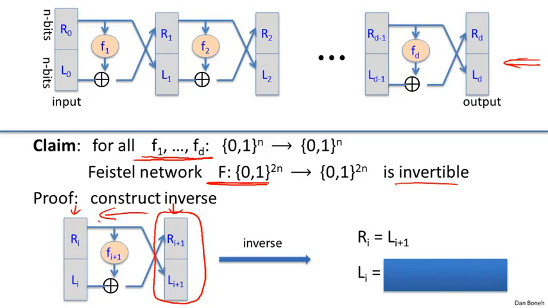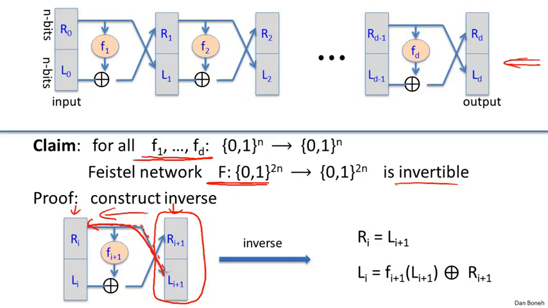So let's see if we can do it. Well, let's look at Ri. So Ri is very easy. Basically, Ri is just equal to Li plus 1. So Li plus 1 just becomes Ri. But now let me ask you to write the expression for Li in terms of Ri plus 1 and Li plus 1. So I hope everybody sees that basically Li plus 1 is fed into the function Fi plus 1. The result is XORed with Ri plus 1, and that gives the Li input. So this is the inverse of one round of a Feistel network.